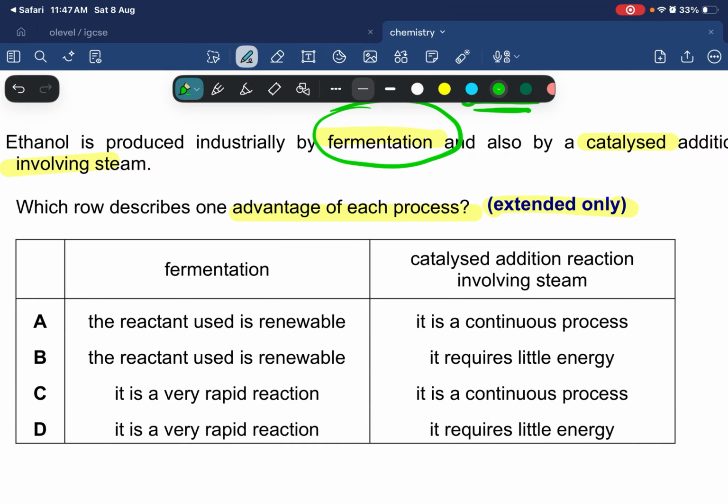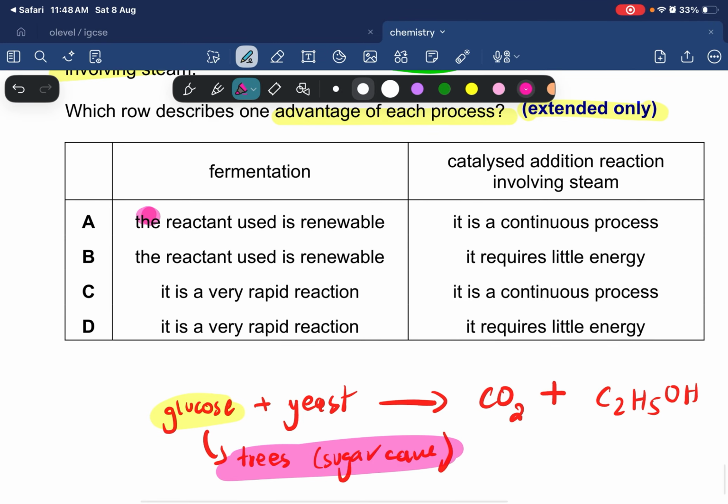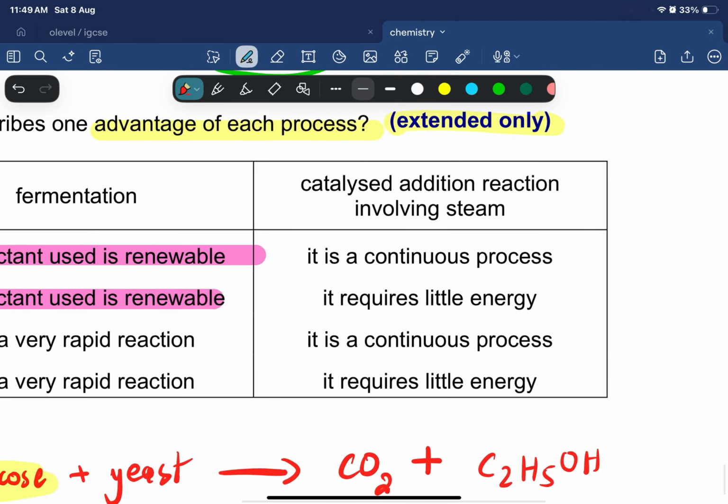So you have your glucose plus your yeast, and what you produce is carbon dioxide gas, and the second thing you produce is ethanol, which is C2H5OH. One thing over here is that glucose comes from trees, right? It's going to be a sugar cane plant. If it's coming from plants, are they renewable or non-renewable? They are renewable because you can plant them again and again. So the reactant is renewable.